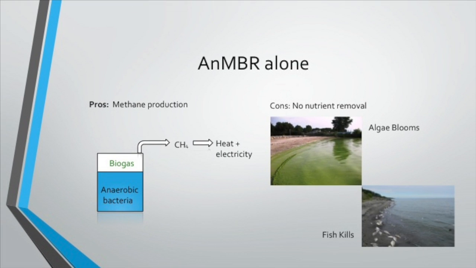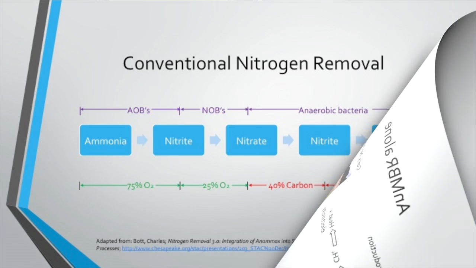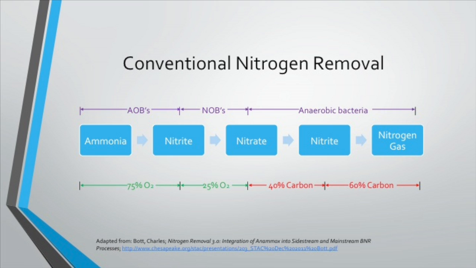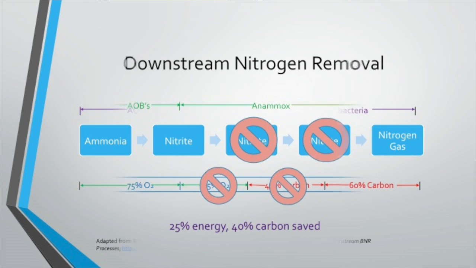However, the bacteria in AnMBRs do not remove nutrients such as nitrogen-containing compounds from the wastewater. If untreated, these nutrients can ultimately lead to algae blooms, fish kills, and other harmful ecological impacts on our environment. That is where our downstream system comes into play. In a traditional nitrogen removal process, ammonia is first converted to nitrite and then to nitrate by aerobic bacteria before the anaerobic bacteria convert the nitrate to nitrogen gas.